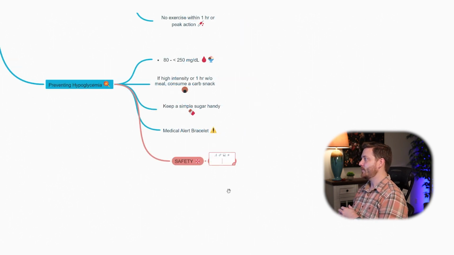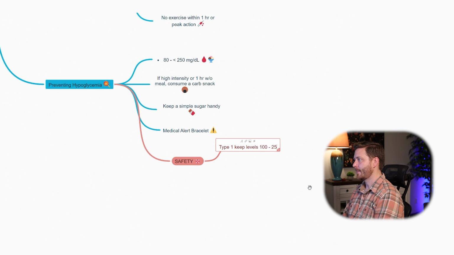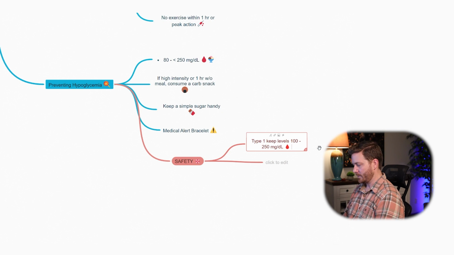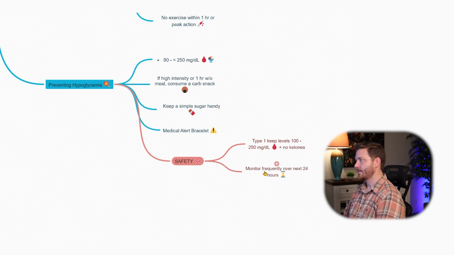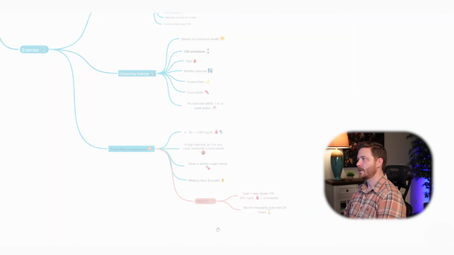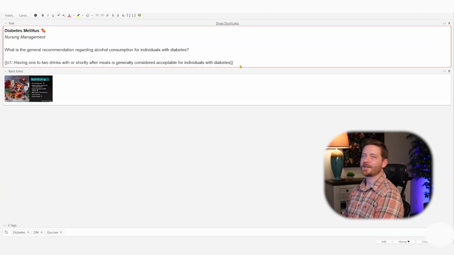All right, so we need to teach those type 1 patients that when they perform vigorous exercise, they need to have their blood glucose levels between 100 and 250 and no urine ketones. And also we're going to have them monitor their blood glucose more frequently over those next 24 hours. All right, just a couple little safety things there for us to know and to visualize. So now let's head back on over to Anki and start making our exercise cards.